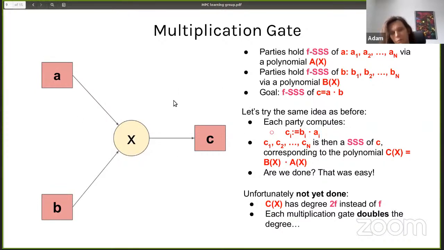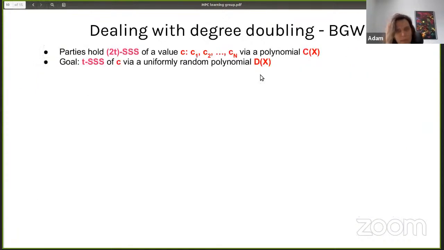So what we need to do to make this work is to have some tricky way to lower the degree. So this is what we are going to do. That's what's written here. I mean, we are actually going to multiply the polynomials, and then we're going to perform some trick to lower the degree of such polynomial of degree 2f. So there are multiple ways of dealing with degree doubling. The BGW is perhaps one of the simplest ones.